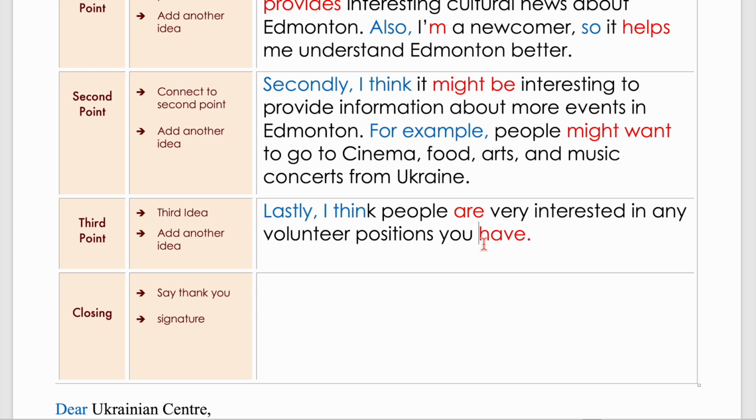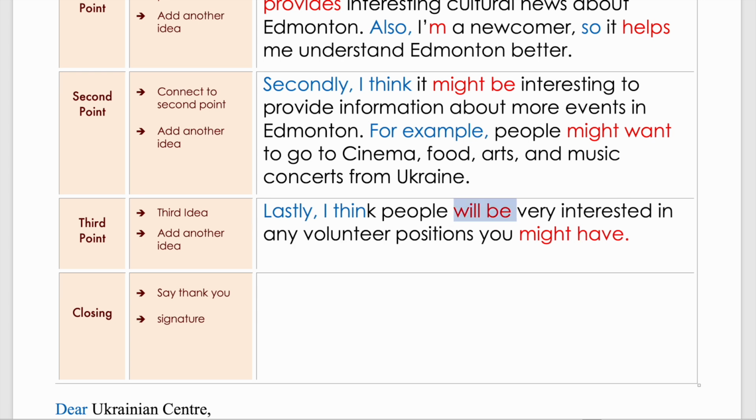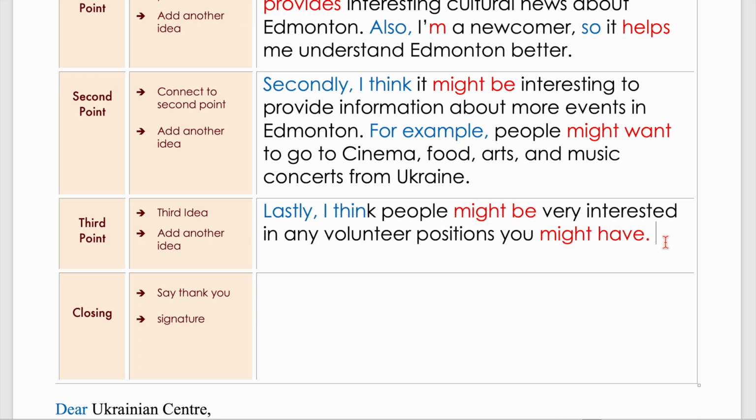Now the reason we're using might here a lot is because in the class we were studying might. The level 4-5 class was learning about using might and may. So instead of just saying have, we can say might have, like it is possible that you might have it. And instead of saying people are, like they really are interested, we can say might be, because we don't know. Maybe yes, maybe no.